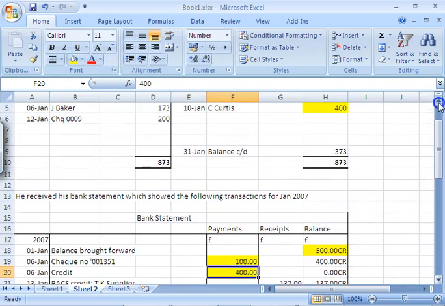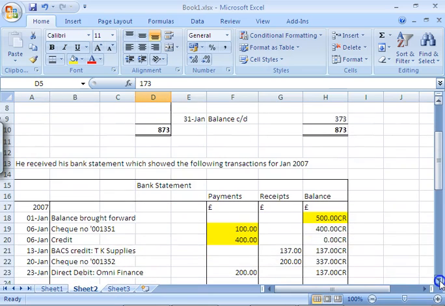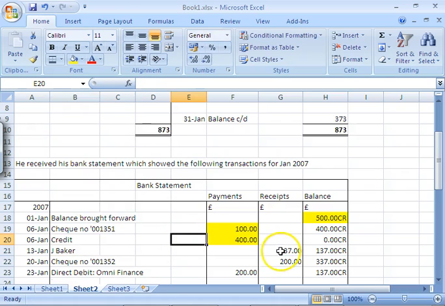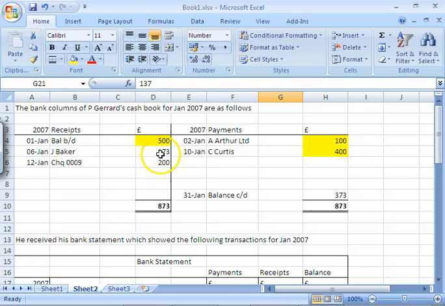Here we have the situation where you've recorded 173 as a receipt from J. Baker, but in reality, your bank has recorded you receiving only 137, which means that your bank is correct because somehow you, in your rush, transposed the figures, you swapped the figures over, and you put 173.